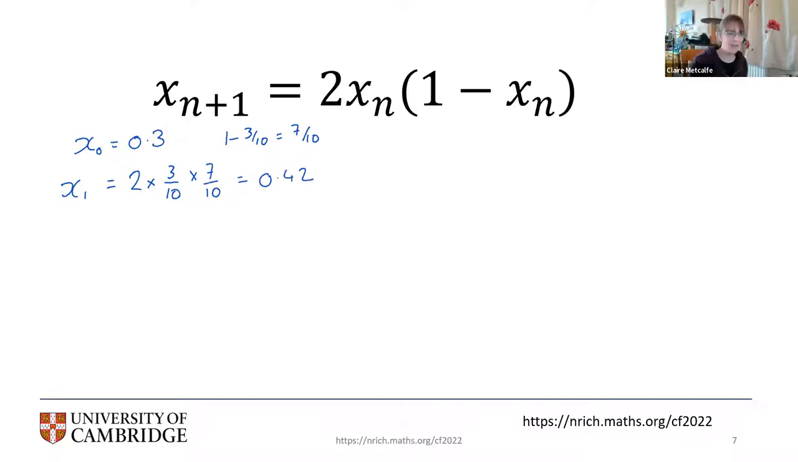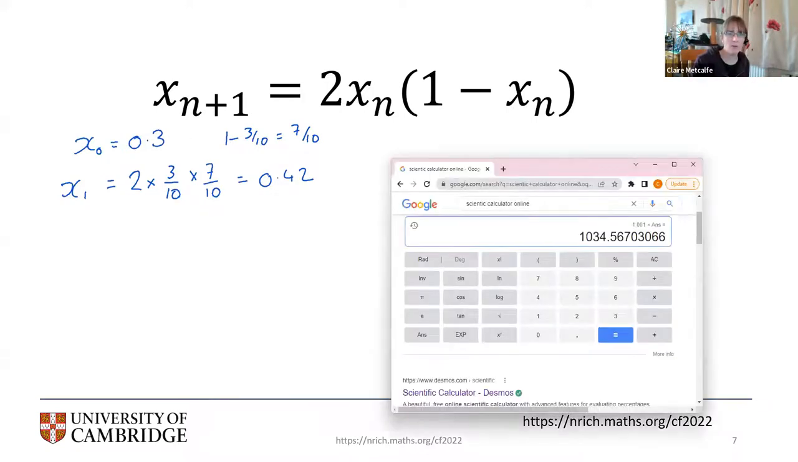Let's get the calculator and have a look and see what's happening here. So please don't put spoilers in the chat for a minute. I'm going to ask you to do something yourself in a second. So I'm going to start with 0.3. I'm trying to show you how to use the calculator efficiently. You should have an answer button on your calculator. So I want to do 2 times my previous population. So if I click answer, it will just take my previous answer times 1 minus answer.